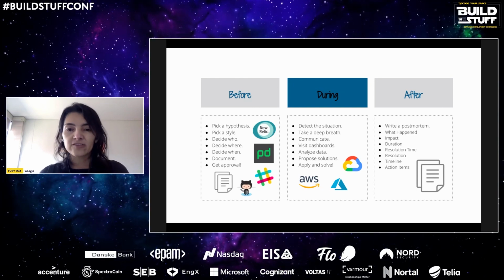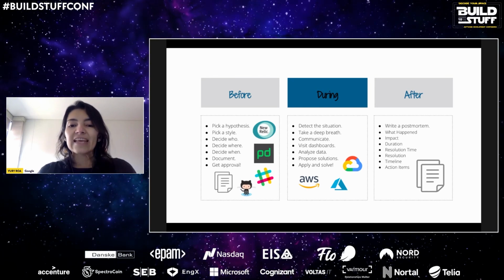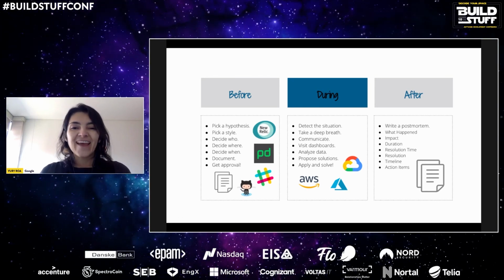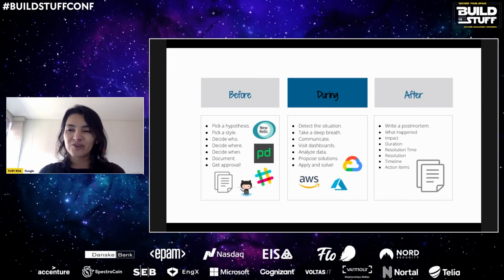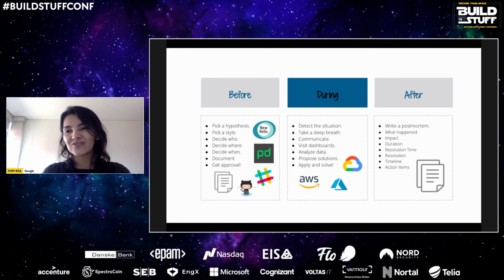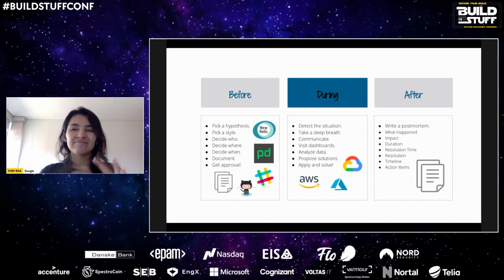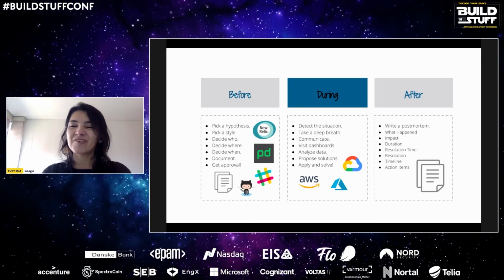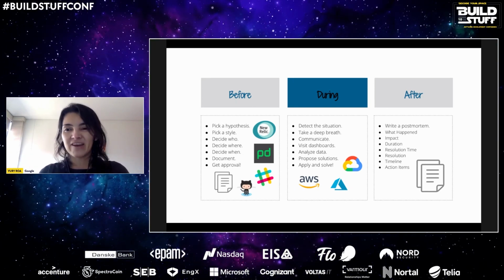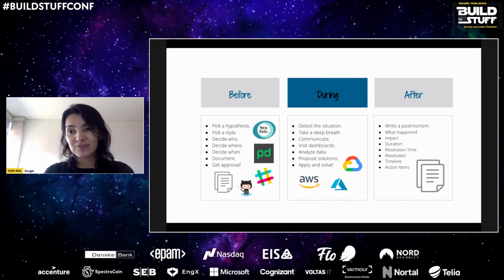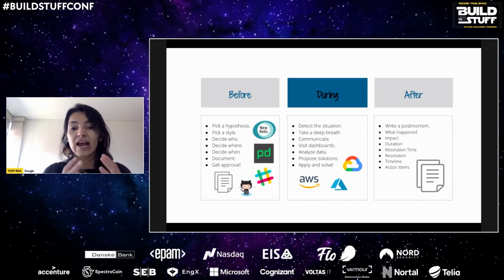During the chaos game day, these are the activities for running it. Detect the situation, take a deep breath, communicate. That is really, really important: that the company knows that we are running a chaos game day or a planned failure, because if we want to avoid more chaos in the experiment, it is really important to communicate to the people involved and in the company. Visit the dashboard. Providing observability is really important here. Analyze data, propose solutions, and apply answers.